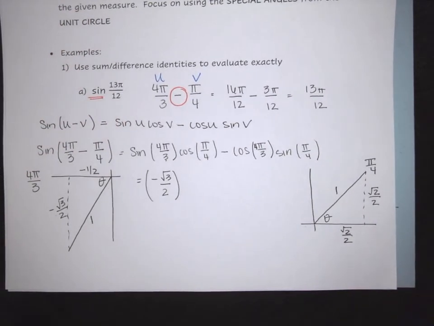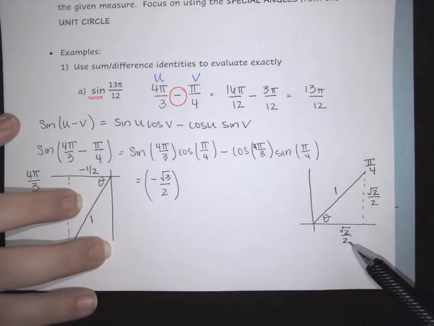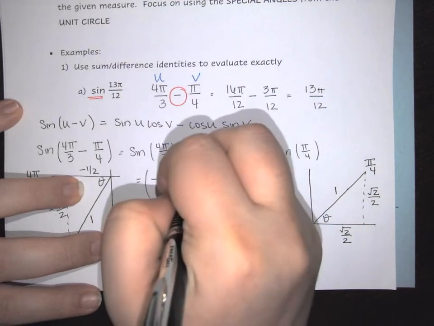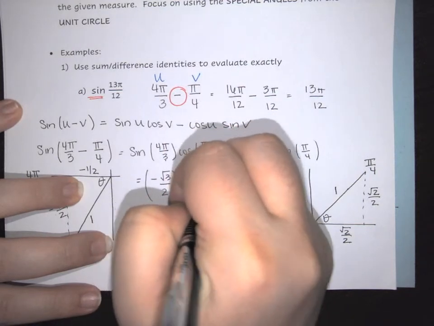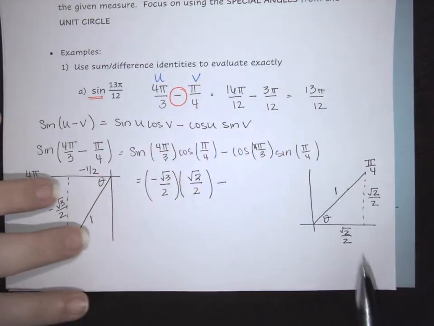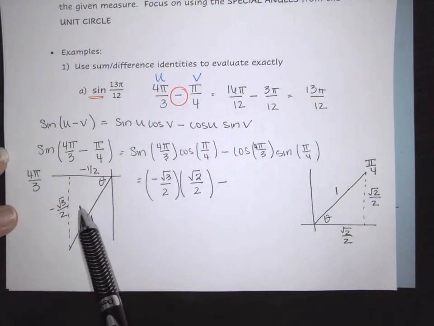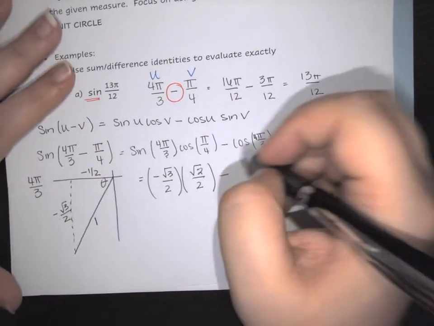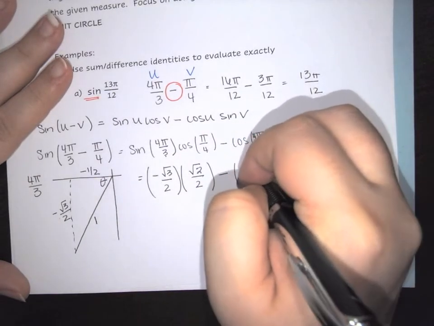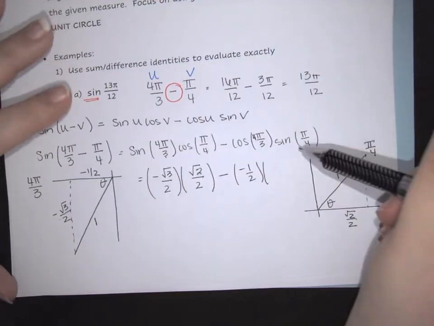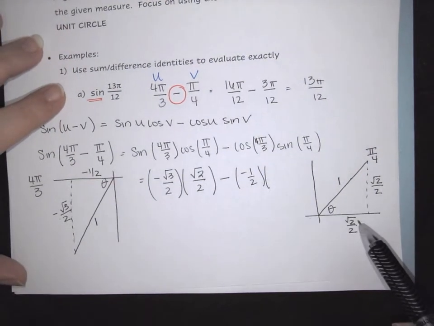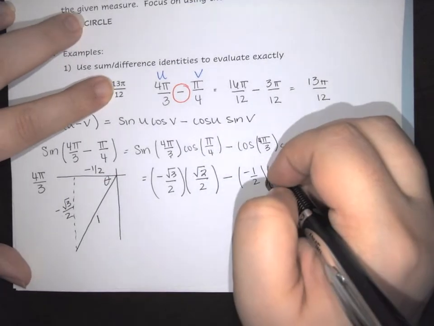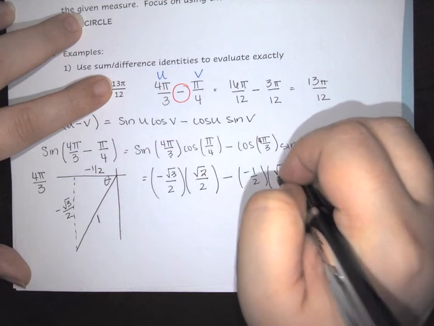Okay. So my cosine of pi over 4 is going to be adjacent over hypotenuse. So this is going to be times the square root of 2 over 2. We're going to subtract. Now I need the cosine. So if I come back here to 4 pi over 3, cosine is adjacent. So this is going to be negative 1/2. And I need the sine of pi over 4. So again, over to pi over 4, and we have opposite over hypotenuse. So square root 2 over 2.